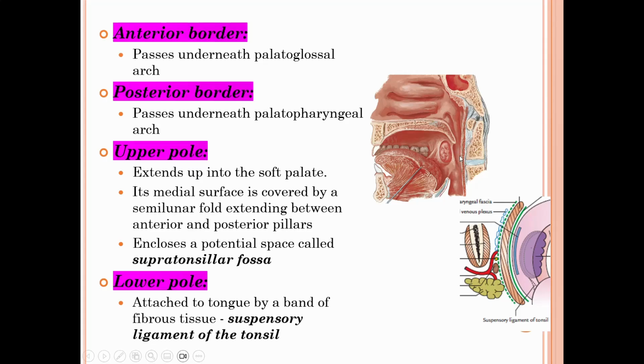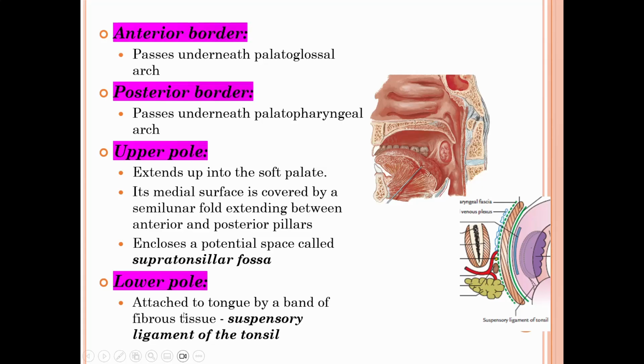Posterior border, I am talking about the tonsil, so the posterior border is passing underneath the palatopharyngeal arch. Here is the upper pole, here is the lower pole. The upper pole is extending into the soft palate, and the medial surface is covered by a semilunar fold extending between the anterior and posterior pillar, and it is enclosing a potential space that is known as the supratonsillar fossa. So here will be the supratonsillar fossa.